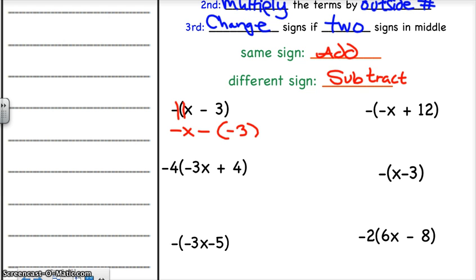Now I have to abide by my third step here. Change signs in the middle if there's two signs. I have two signs. So if I have minus a negative, does that mean I'm going to add or subtract? Add. So I rewrite this as negative x plus 3. Final answer.